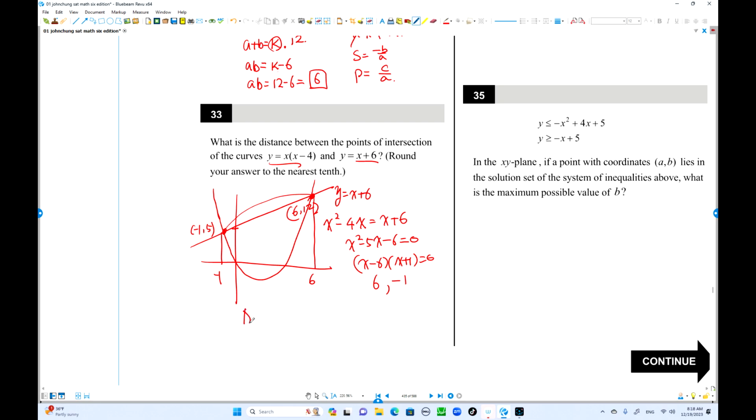So the distance will equal the square root of 12 minus 5, which is 7, squared, plus 6 minus negative 1, which is also 7, squared. So which equals the square root of 98. This is 7 root 2 too. You can use your calculator.